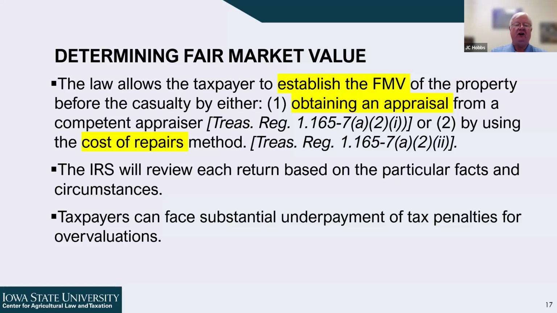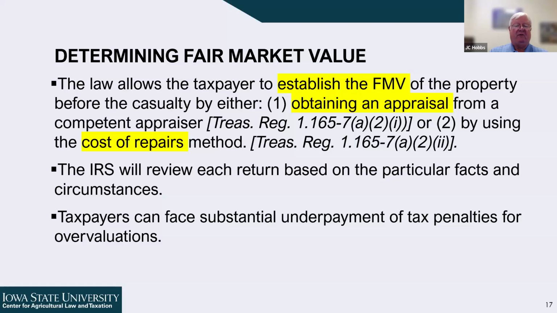Or you can use the cost of repairs. So if we have a building that's damaged, the cost of repairing it and bringing it back to use can be used as a proxy for that fair market value before the casualty. A fair appraisal is a great way as well, but you've got to look at both of those. The IRS then reviews each return based on particular facts and circumstances, and they do look at these.